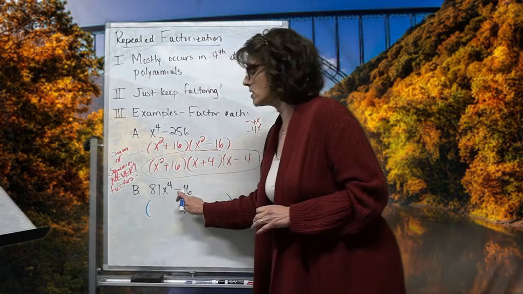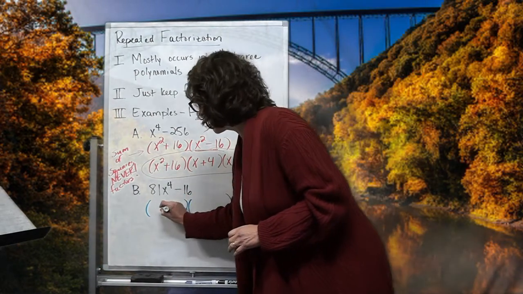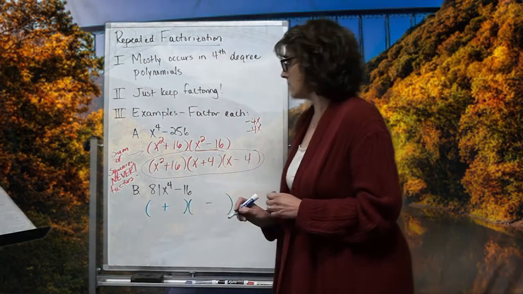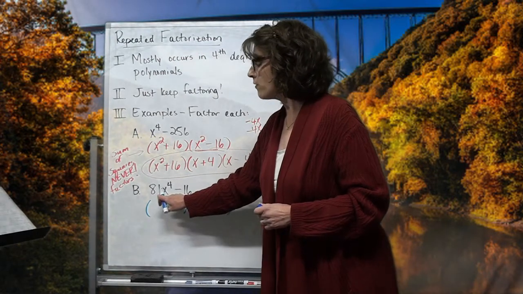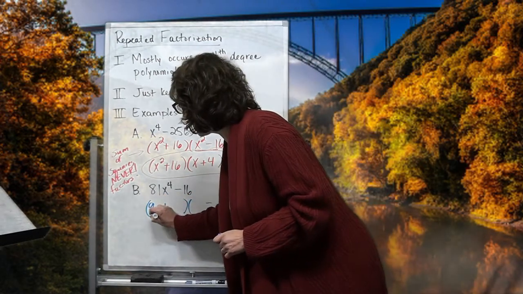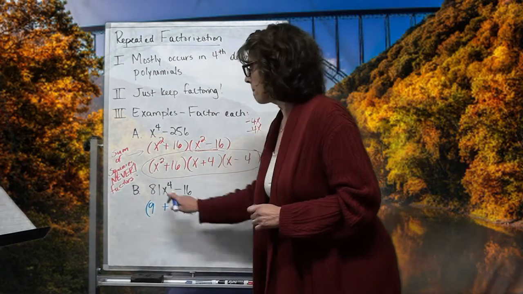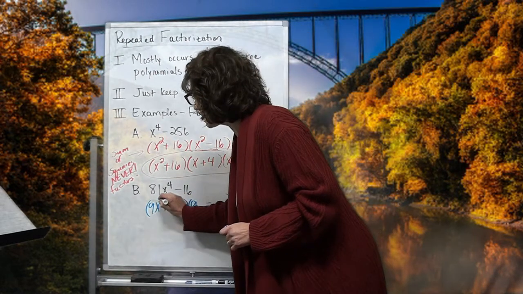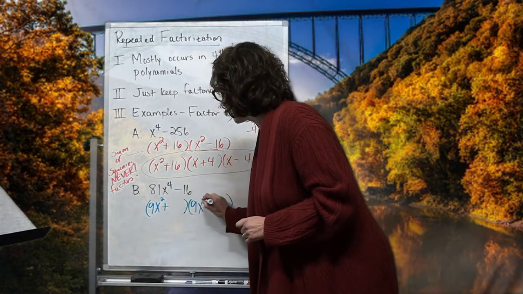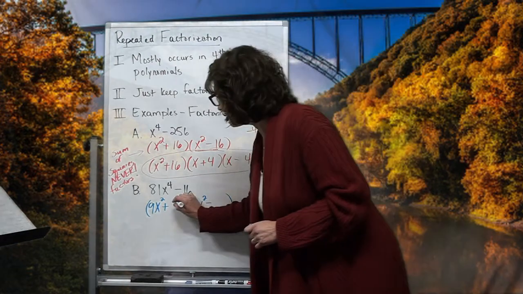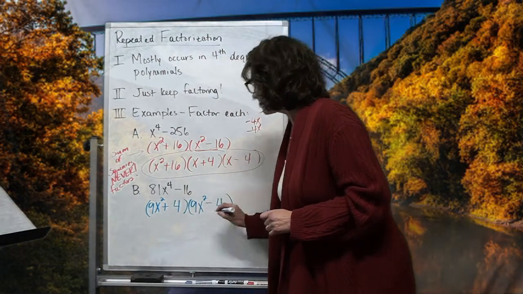So I'm going to head for this double parentheses. And this here is telling me that I have opposite signs. So one's a plus, one's a minus. Now that 81x to the fourth, 81 splits evenly as a 9 and a 9, so I'm going to go for that. X to the fourth splits as an x squared and an x squared. The 16 splits as a 4 and a 4.